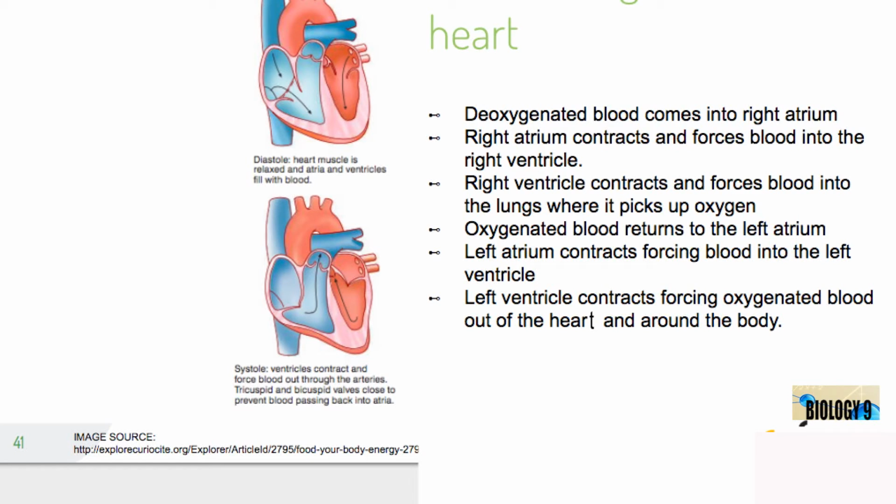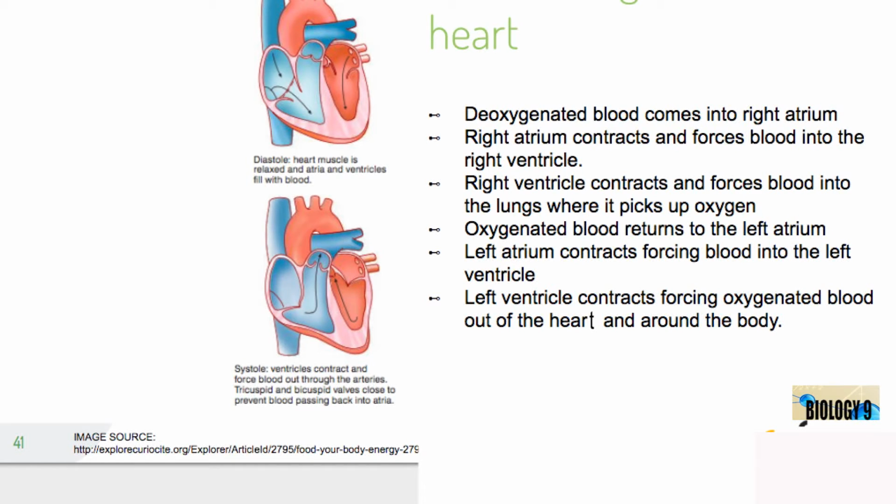The atria fill with blood and the ventricles fill, followed by the contraction of both ventricles, which empty the heart. And there's something called diastole, which is when the heart muscles relax and fill with blood, whereas systole is when the muscles contract and force the blood out. So there's a constant contracting and relaxing of this.